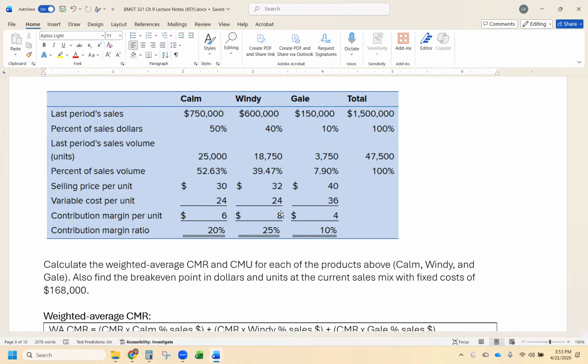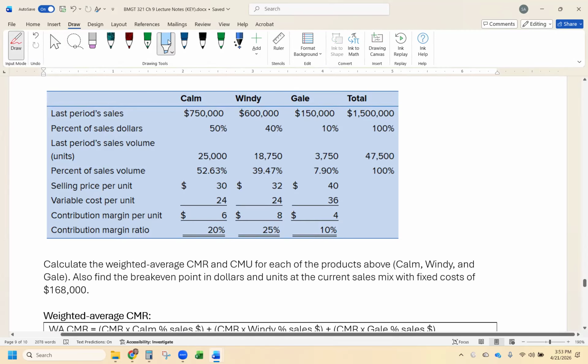And when it comes to the actual sales volume, number of units, 52% of the units sold are Calm, 39% are Windy, and 8% are Gale. So it's really close to the sales percentages. They're almost the same. It seems almost silly to look at them differently because they're so similar, but these are our two weights.